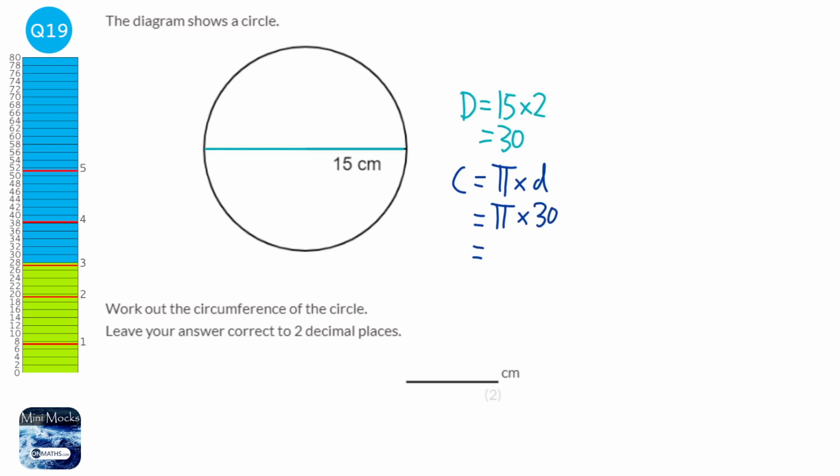When you do that on the calculator, you get 94.247 and so on. When you round that, you will get 94.25. We rounded to 2 decimal places because that's what the question asked us to.